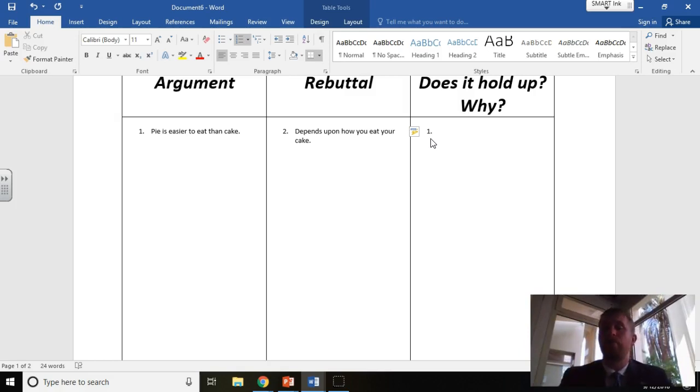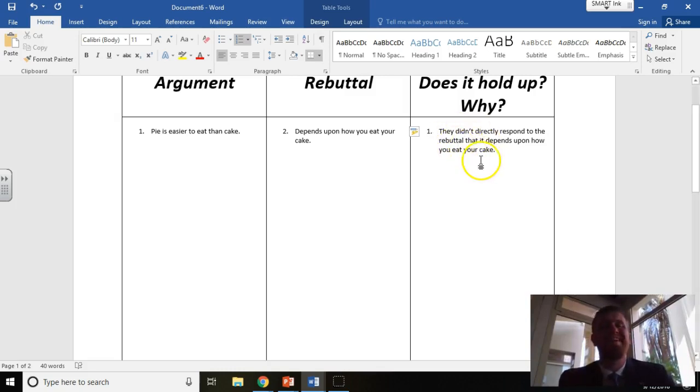Right here is where you need to explain how they responded to the question. So maybe for example, they didn't directly respond to the rebuttal that it depends upon how you eat your cake. Maybe they respond in kind of a roundabout way: no, pie is easier to eat than cake at all times because cake is flaky, cake can fall apart, and so on. They don't actually respond to what I'm saying in the rebuttal.